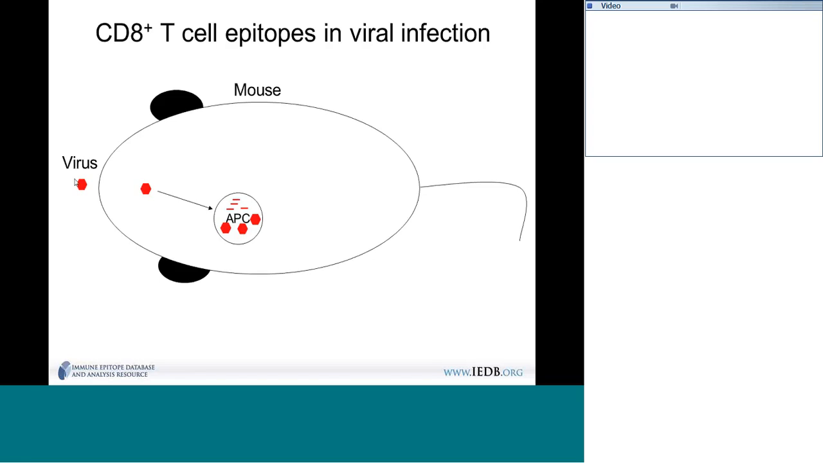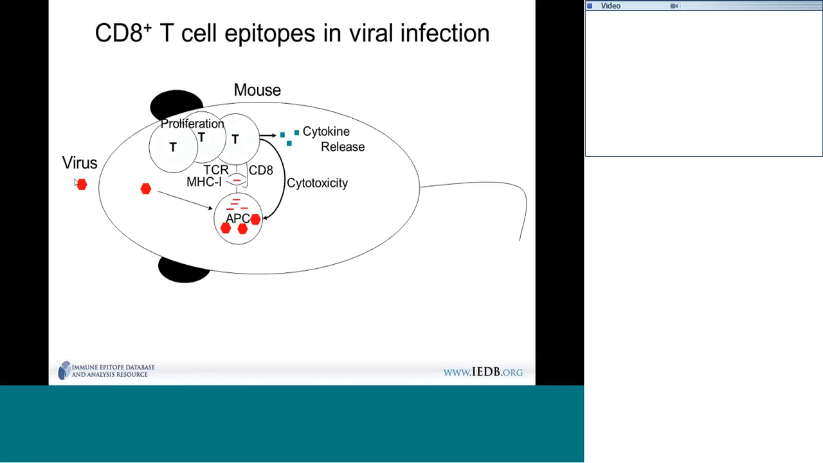The virus, and actually every protein in the cell, gets cleaved into peptide fragments, and some of these peptide fragments end up presented by MHC class 1 molecules on the cell surface. And then you have T cells that can recognize these peptide MHC complexes, triggering an immune response, resulting in cytotoxicity, cytokine release, or proliferation of the T cells to actually form subsequent memory populations that then can rapidly clear viruses if they reoccur.